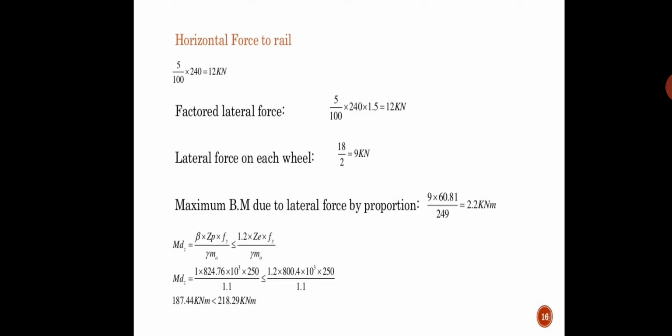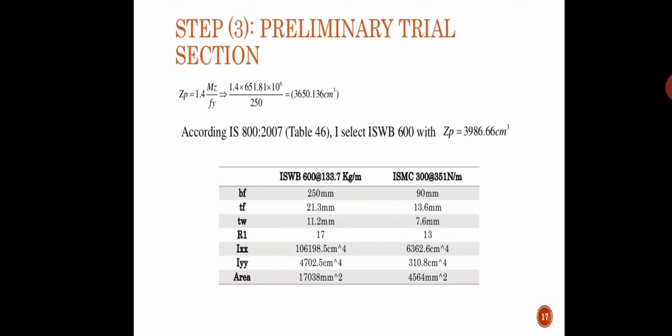Now we calculate MdZ, design moment in Z direction. So we know the equation of MdZ. So finally MdZ we calculate is 187.44 kilonewton meter, but it should be less than or equal to 218.29 kilonewton meter. So our design moment check is OK.